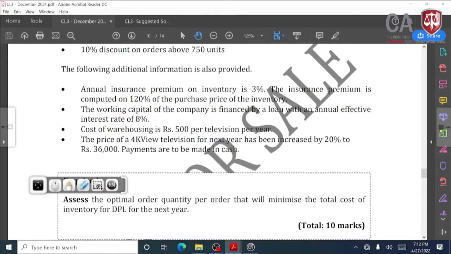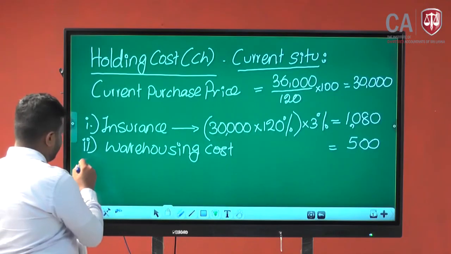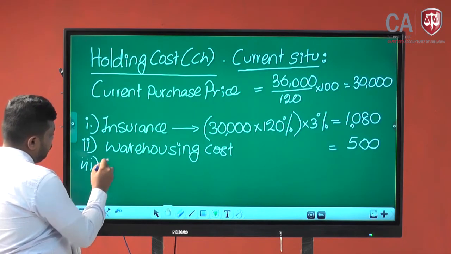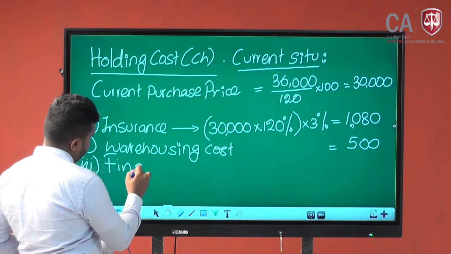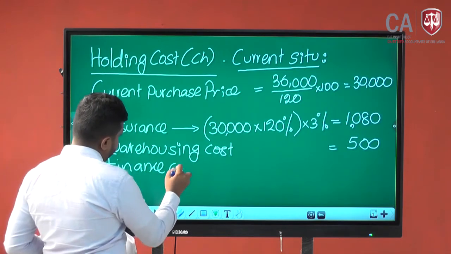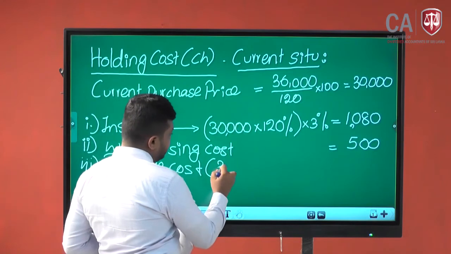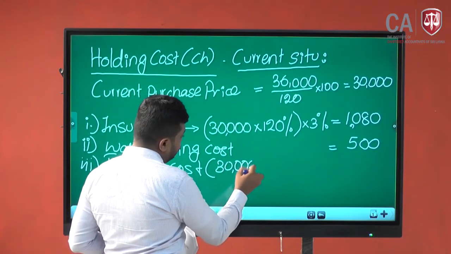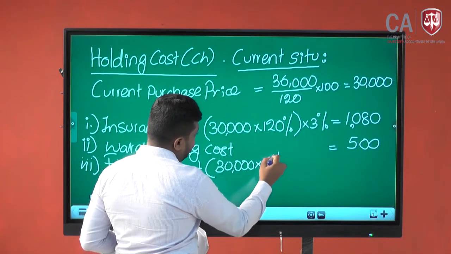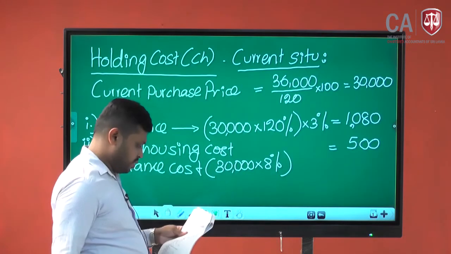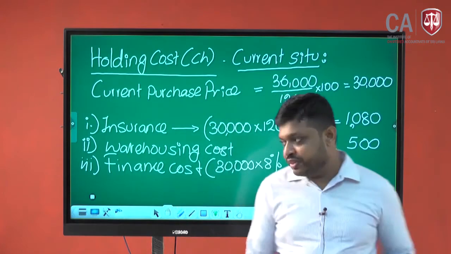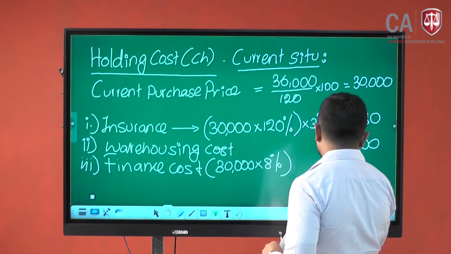The working capital of the company is financed by a loan with an annual effective interest rate of 8%. That means for each unit you purchase, you have to pay an interest cost of 8%. Therefore, what is your purchase price? Finance cost. Your purchase price is the working capital requirement, 30,000 per unit, and 8% you have to pay as interest, so it should be 2,400.